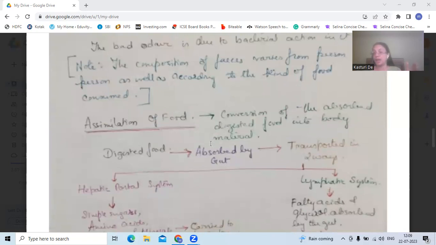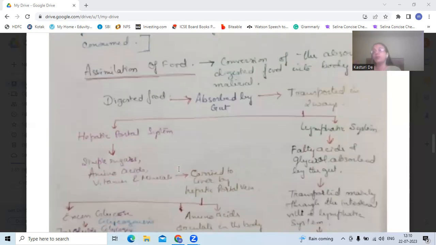Now, this food which is being absorbed by the intestine is now assimilated. What is assimilation? Assimilation is conversion of the absorbed digested food into the bodily material, that is protoplasm. We have to convert the digested food that is absorbed into protoplasm, which is the body material. For that conversion, a process is required, and that is called assimilation of food. Now, how is it done?